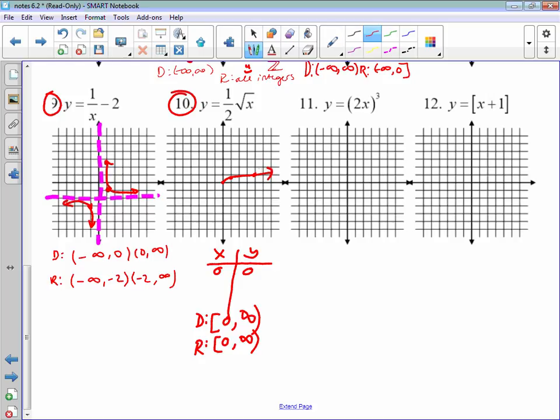All right, guys. This one looks good. That is the square root function, but then there's the 1/2 in front of it. So she just took the y values and multiplied them by 1/2. So 0, 0 is still there. This is now 1, 1/2, and then 4, 1. Okay.